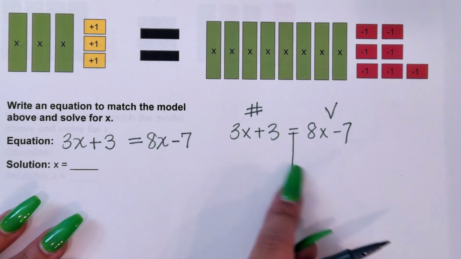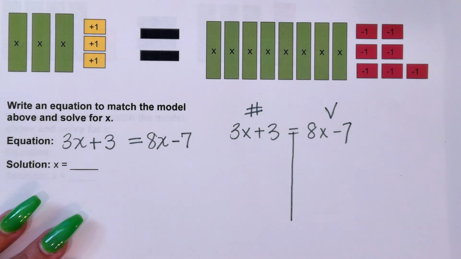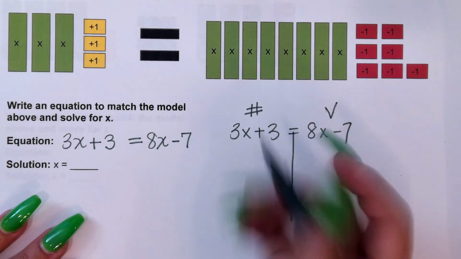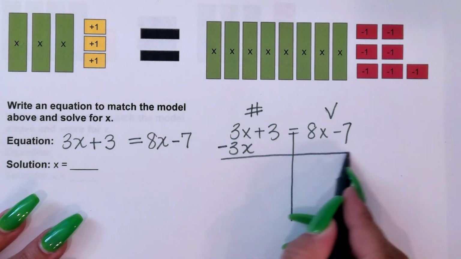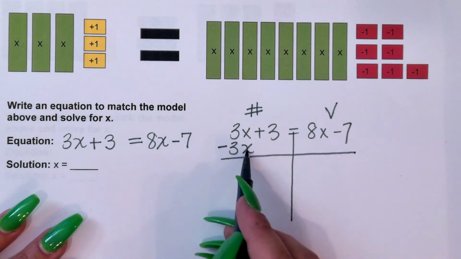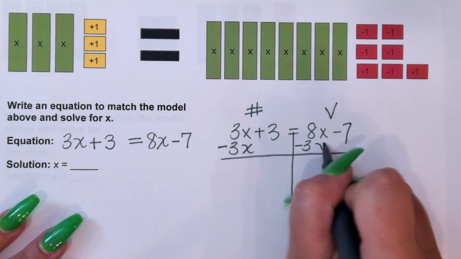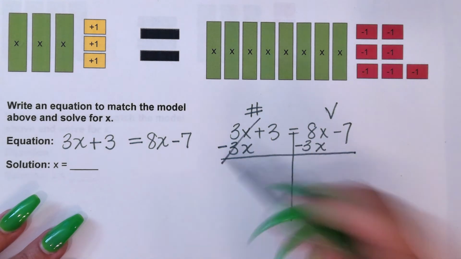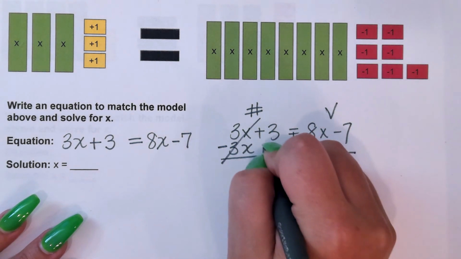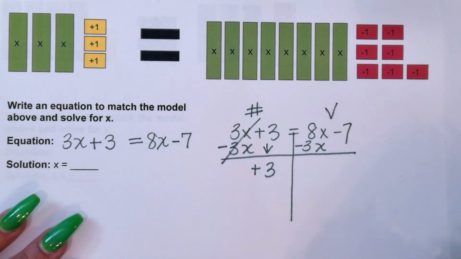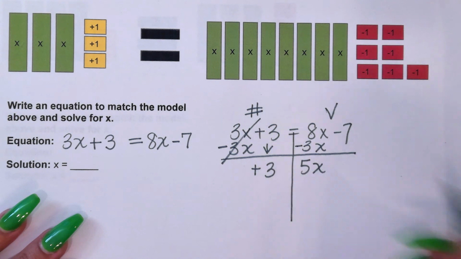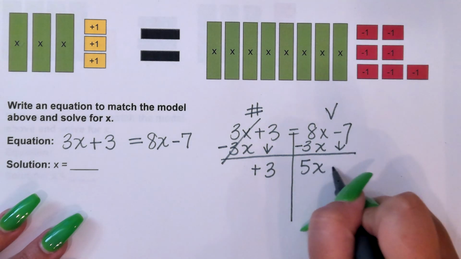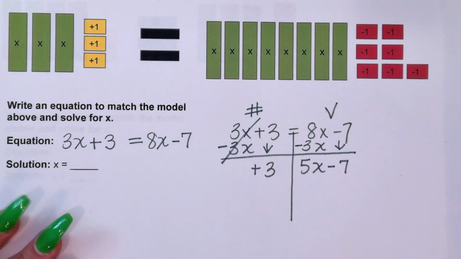So remember, whenever you cross over an equal sign, you have to do the opposite. So right now I have a positive 3x. So to get rid of it and move it, I'm going to need to subtract 3x from both sides. These cancel. I can bring down the plus 3. 8 minus 3 is 5x. And then I can bring down the minus 7.